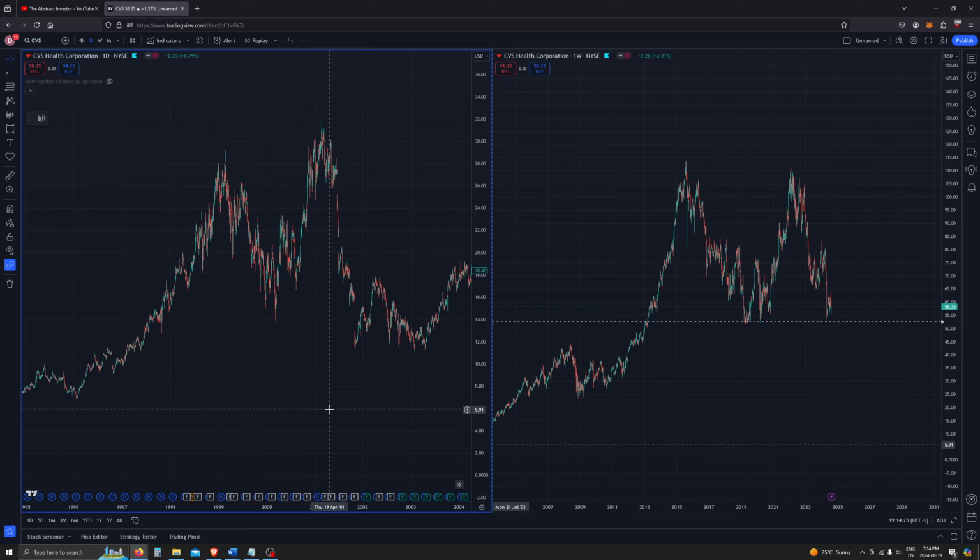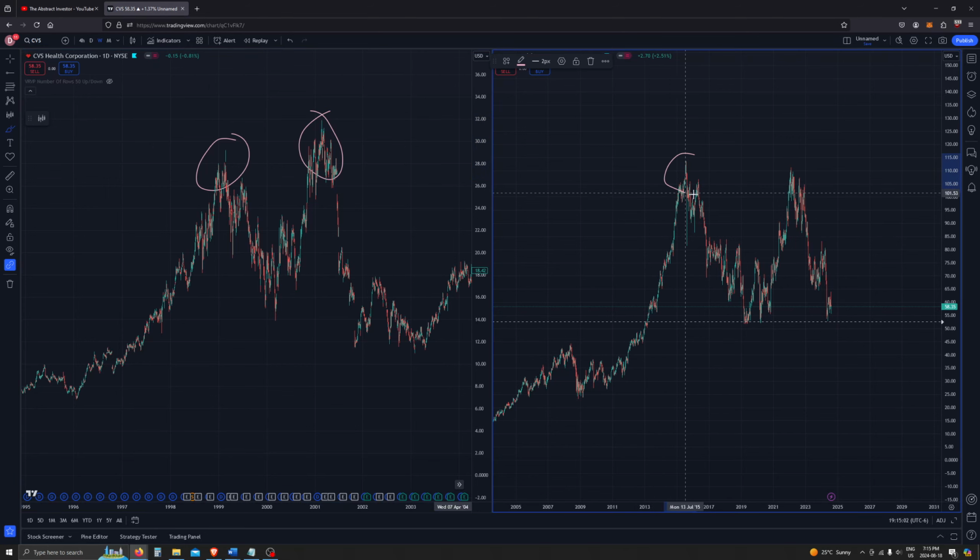Now, before we start with this one, this was one of the charts where I noticed the repeating pattern shortly after 3M, so I wanted to do a video on this one as well. You can get the idea here of the two tops from February of 99 and February of 2001 to August 2015 and February 2022.